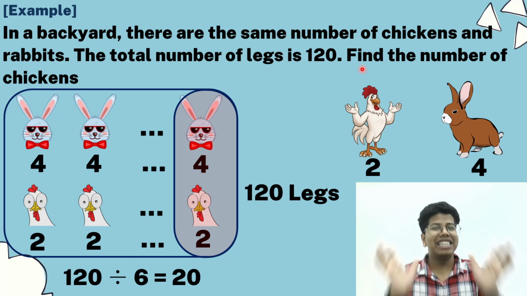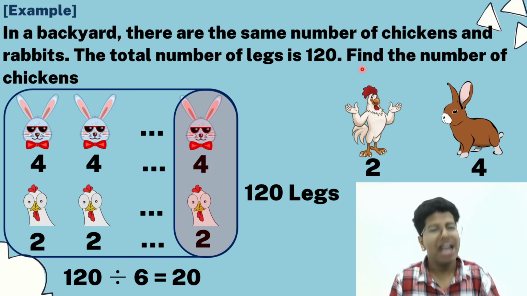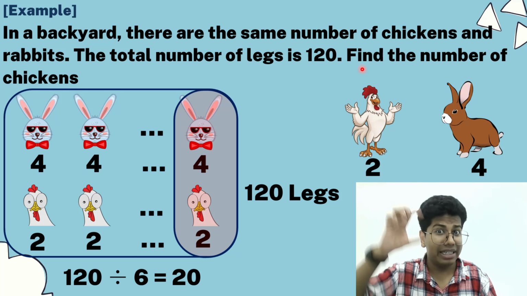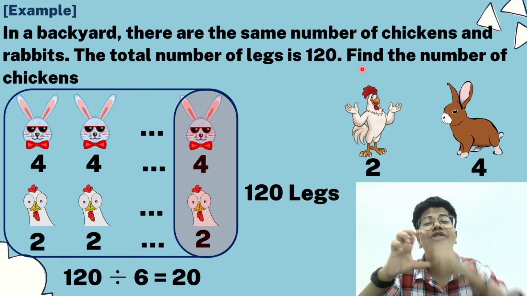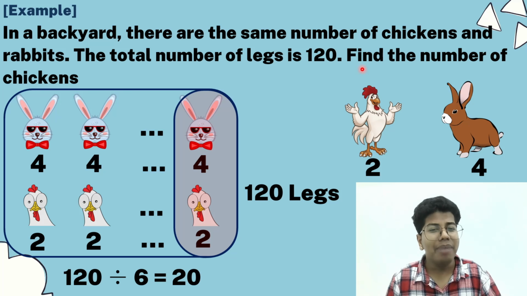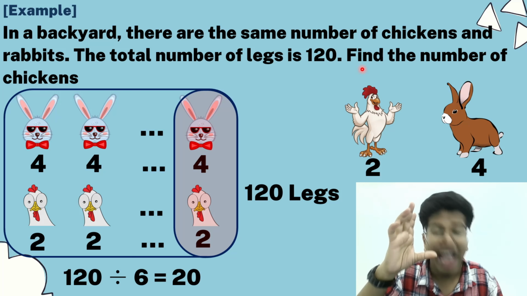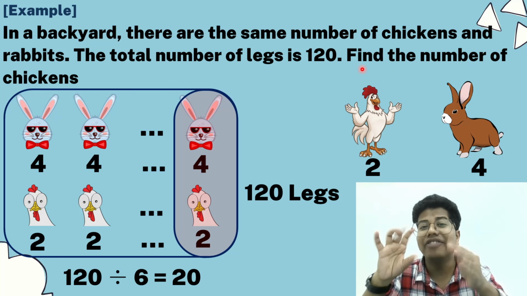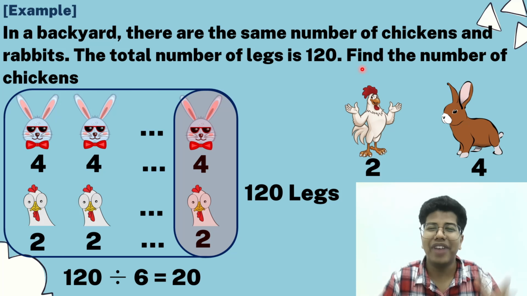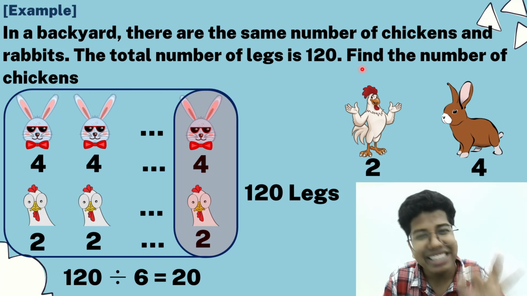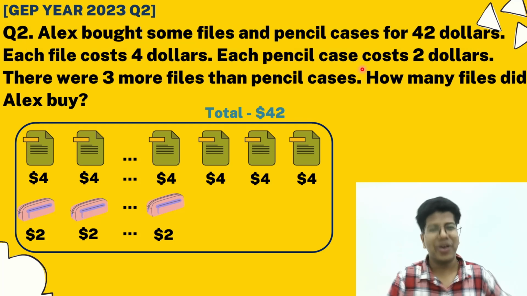So what we can understand from this example is that we knew there are two different items present and we knew the single value for each item. The total number of this item was also given. So what we did, we tried to group them together. And when we group them together, we can find out the number of groups in order to find out the number of items. Now, understanding this example, let's see our question.